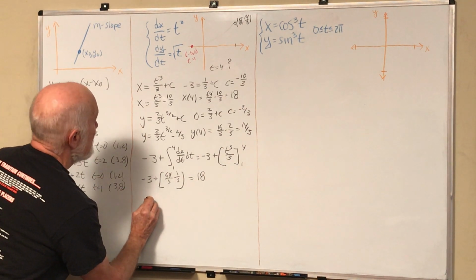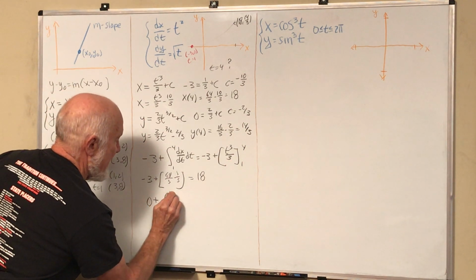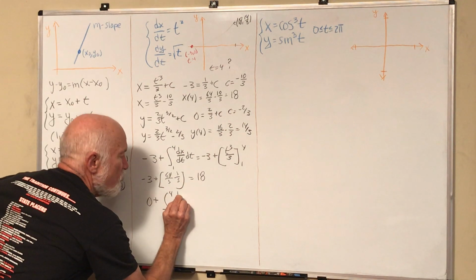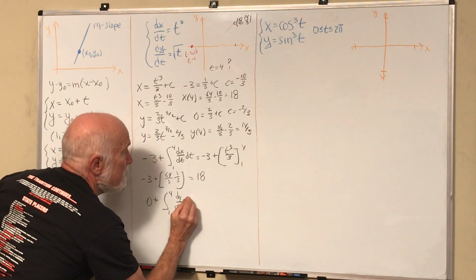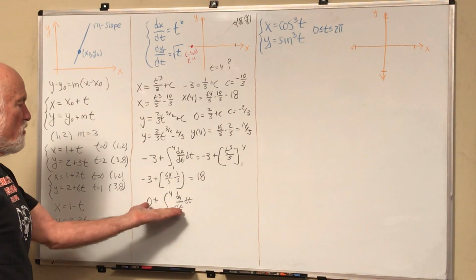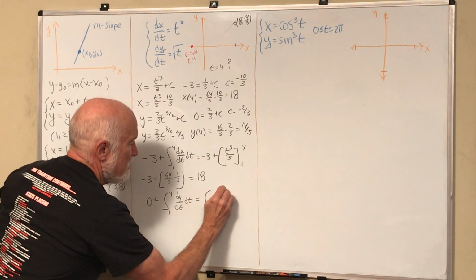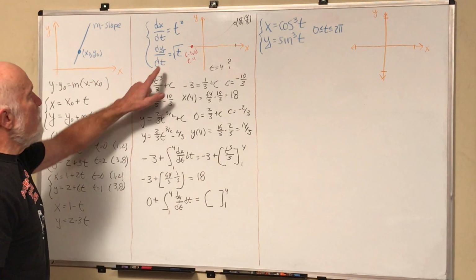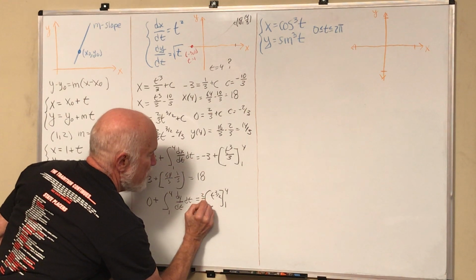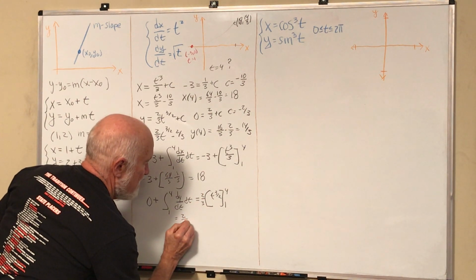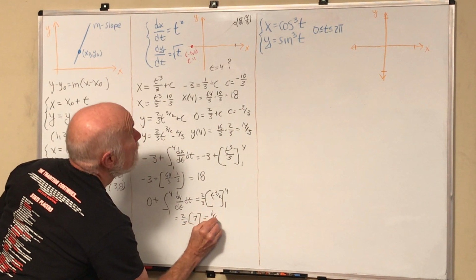You could say y was 0, but from time 1 to 4, the rate of change of y times the time is going to give you the new value of y. So dy dt is t to the 3/2 times 2/3. So you get 8 minus 1 is 7, 14/3.